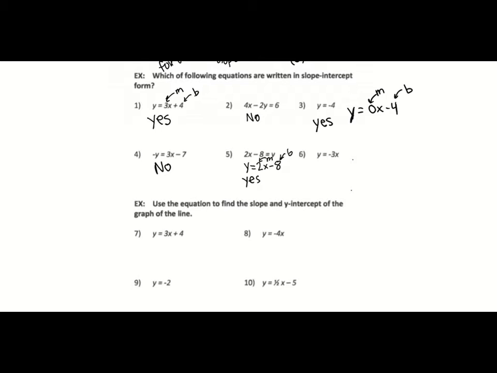And number 6, again, similar to number 3, it looks like it's not because it's missing a number. But if I were to write a plus 0 here, it's not written, but that's what it means, on the end there, plus 0. -3 is our slope, and 0 is our b. So this one is yes.